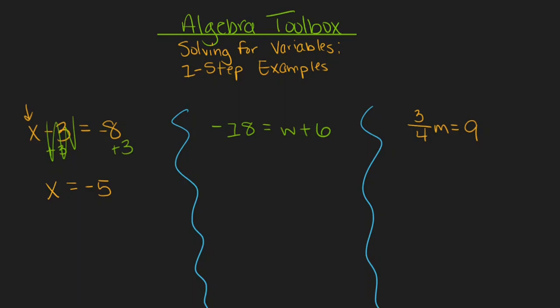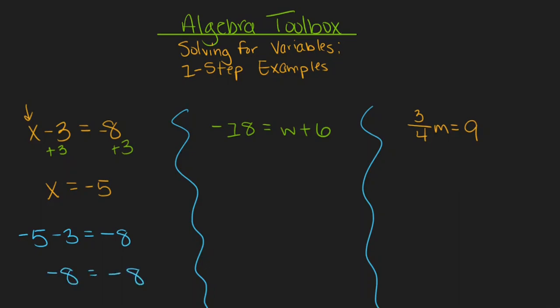To double check that this is correct, I should go back to the original equation, plug in negative 5 where x had been, and make sure that everything comes out correctly. I'll replace x with negative 5, and then write everything else just the same. So negative 5 minus 3 equals negative 8. Well, negative 5 minus 3 would be negative 8.